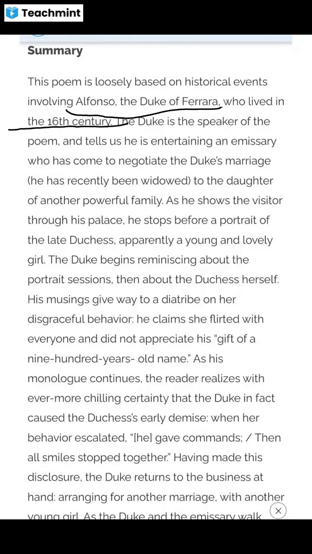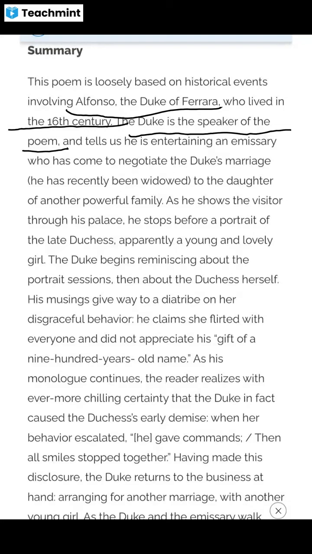किस सेंचुरी से बिलोंग करते हैं? 16th सेंचुरी से बिलोंग करते हैं। The Duke is the speaker of the poem. This is another question. Who is the speaker of the poem? The Duke is the speaker of the poem. Poet is not. It means that the third person is the speaker of the poem.